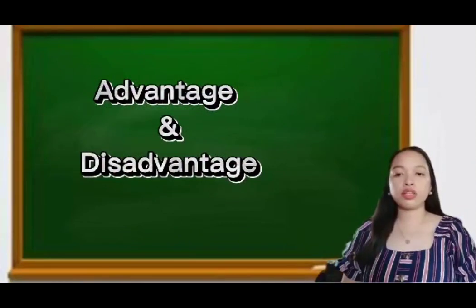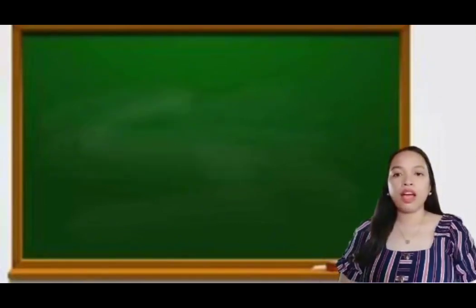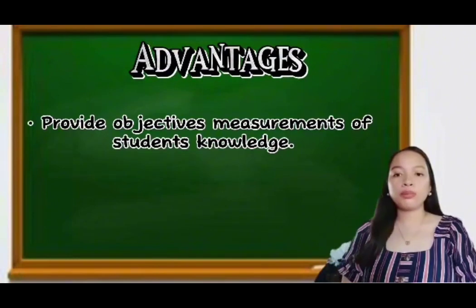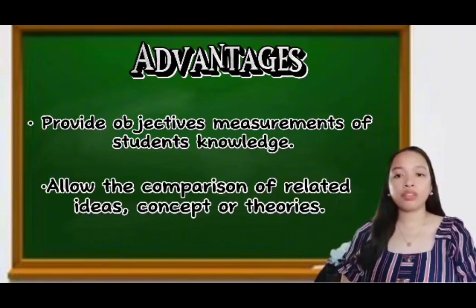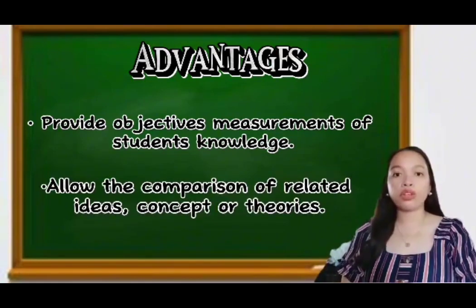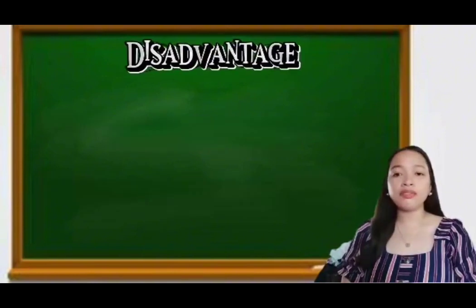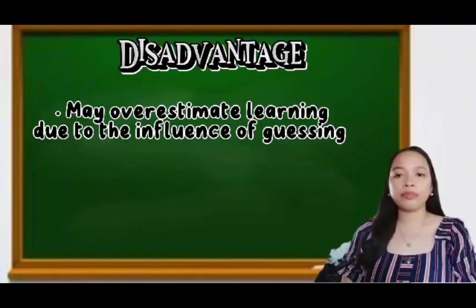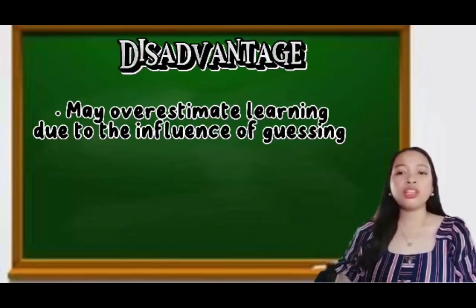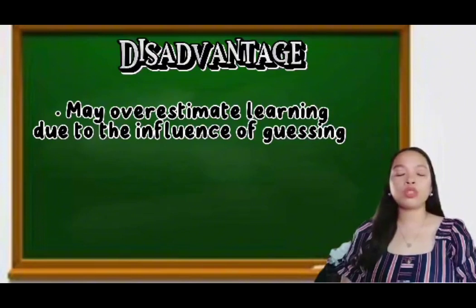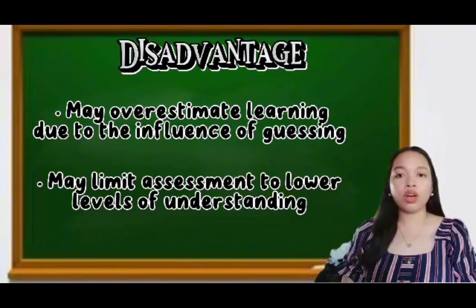Advantages and disadvantages of using the matching type. Advantages: it provides objective measurements of the student's knowledge and allows the comparison of related ideas, concepts, or theories. The disadvantages of using the matching type: it may overestimate the learning due to the influence of guessing. Students may not be able to apply their knowledge, or they will just start to guess based on the responses. It may also limit assessment to lower levels of understanding.